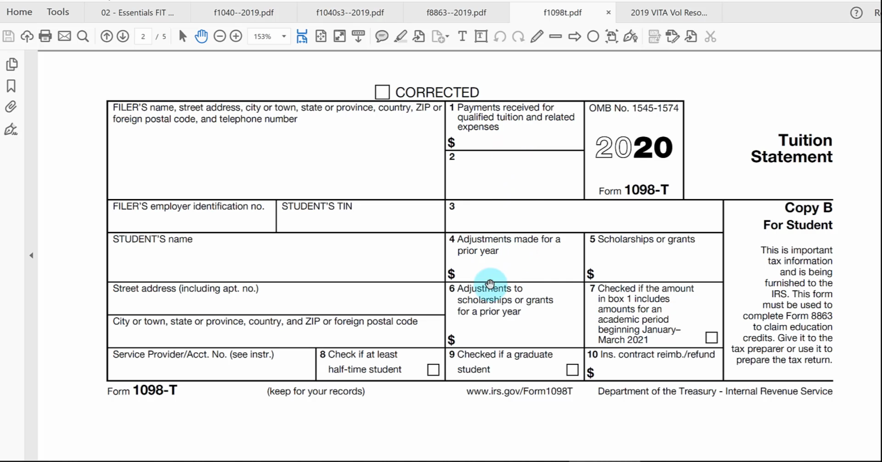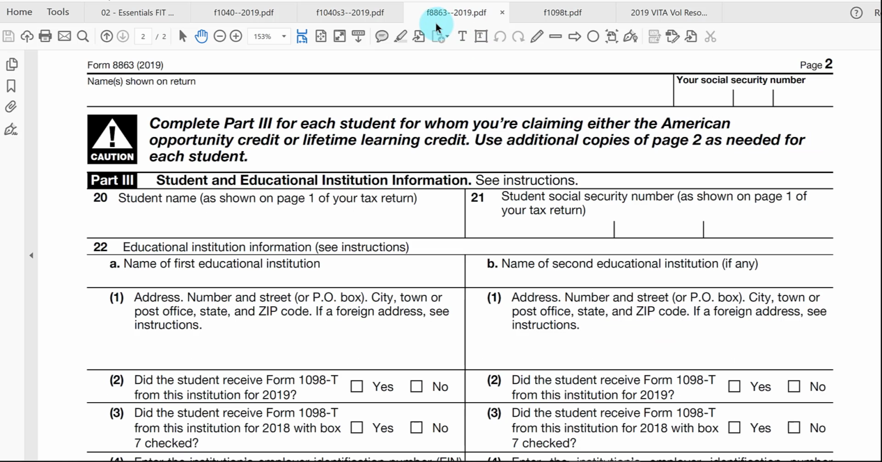There's a lot of other detail here. This is one of the more complex credits to calculate, so our video here is really just an overview, and you've got to look at the instructions to the 8863 form to get the real nitty-gritty rules if your situation is complex. Okay, so let's go back to the 8863 form.